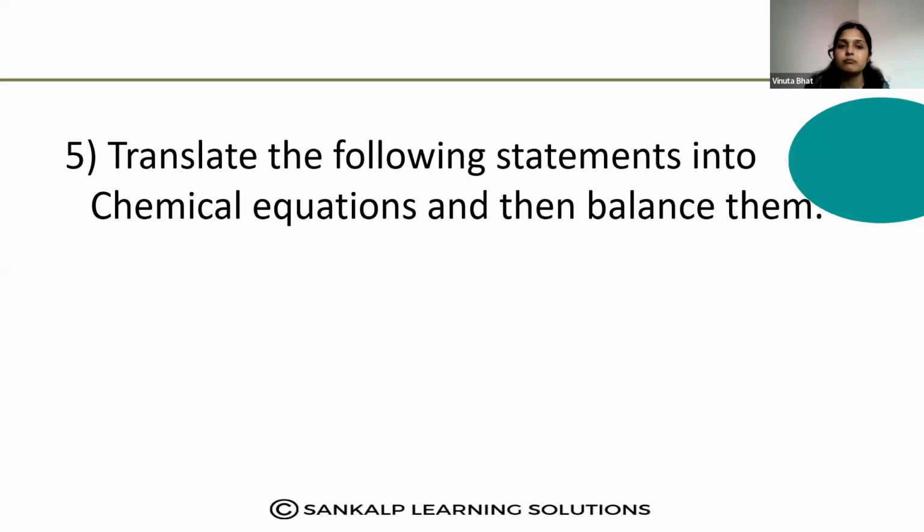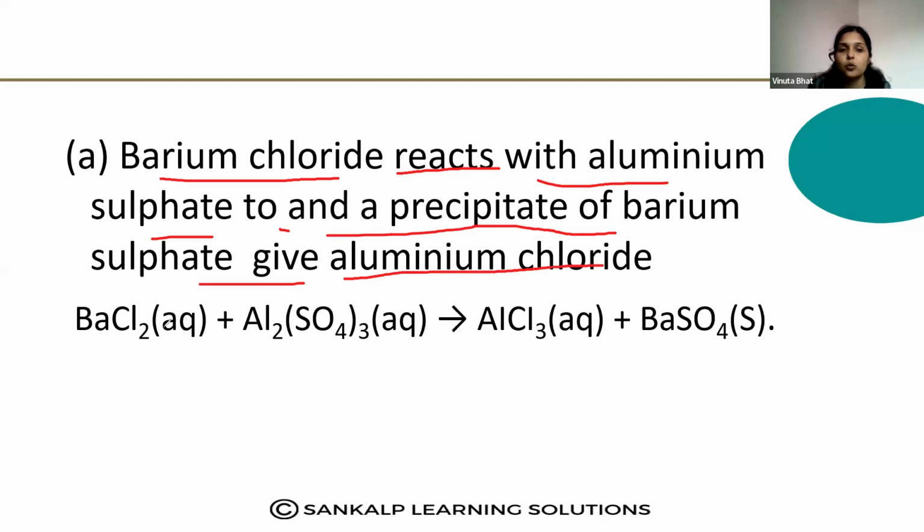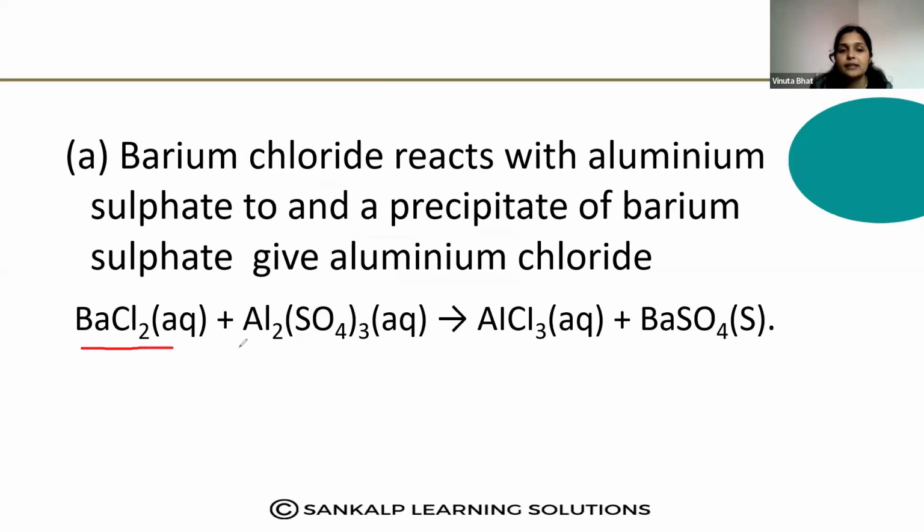Next question. Translate the following statements into chemical equations and then balance them. Okay, so statements are given that we have to convert into a chemical equation. The first sentence: barium chloride reacts with aluminium sulfate, and a precipitate of barium sulfate and aluminium chloride are formed.